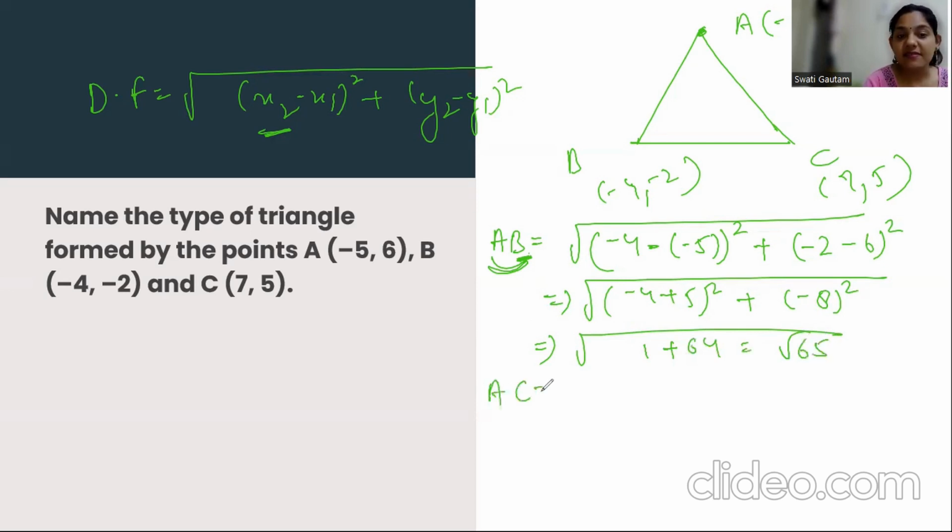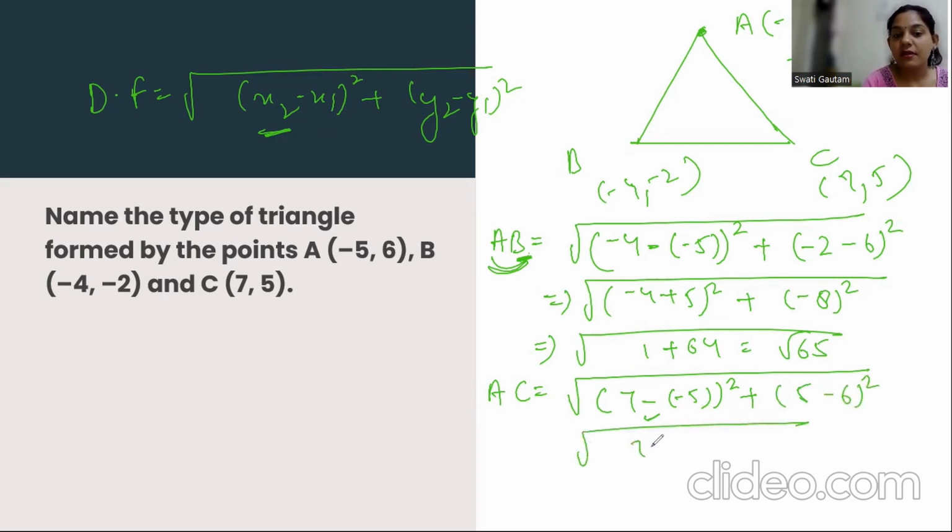Then we will find AC. Same formula, but this time x1 and y1 I will get from A, and x2, y2 I will get from C. So x2, 7 minus x1, because x1 is minus, so again minus. This is the sign of the formula, and this is the sign of the x1. Now 5 minus 6 whole square. So 7 plus 5 whole square and minus 1 whole square.